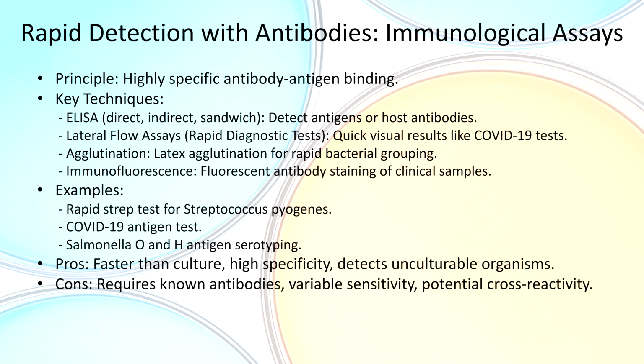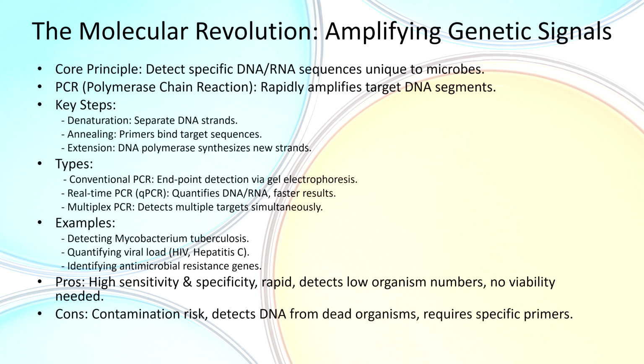PCR revolutionized microbial diagnostics by enabling detection of unique DNA or RNA sequences of microbes. It rapidly amplifies small amounts of target DNA through cycles of denaturation, primer annealing, and extension. There are different types: conventional PCR, which you detect at the end using gels; real-time PCR or qPCR, which quantifies DNA as it amplifies; and multiplex PCR, which detects multiple targets at once.